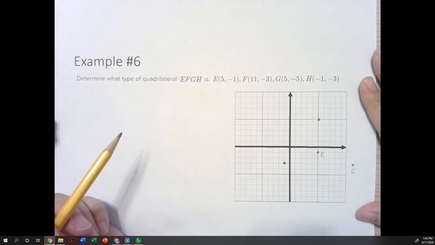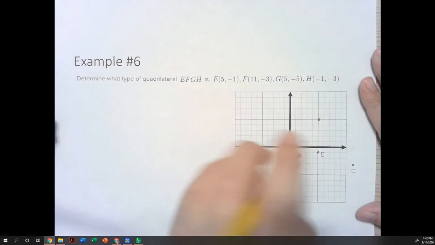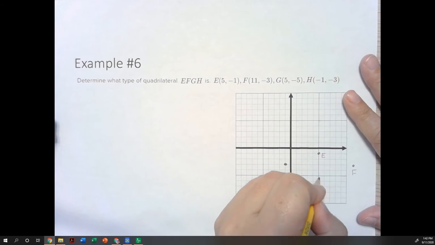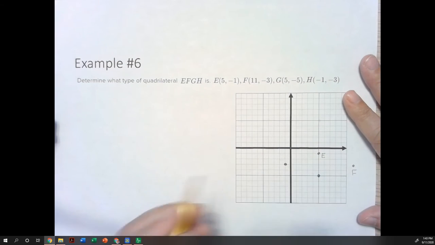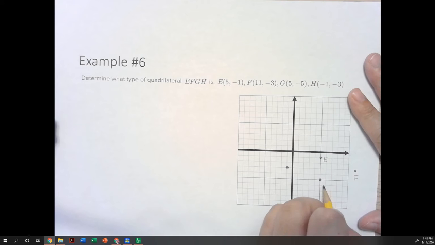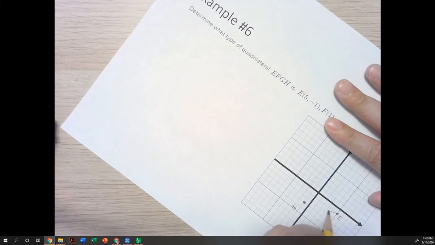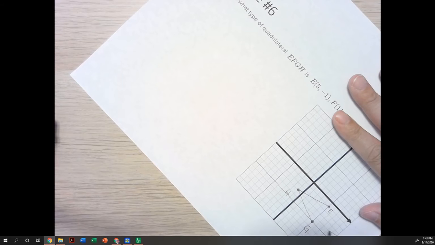Okay. Did I plot a point wrong? I did. 5, -5. So 5 down to -5. Okay. All right. So there's G. And then -1, -3. There's H. Okay. All right. So I've got this, this, this, this.